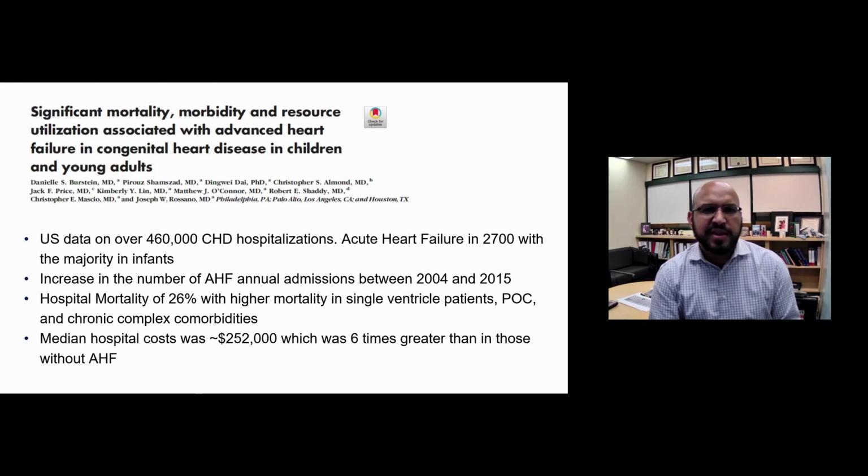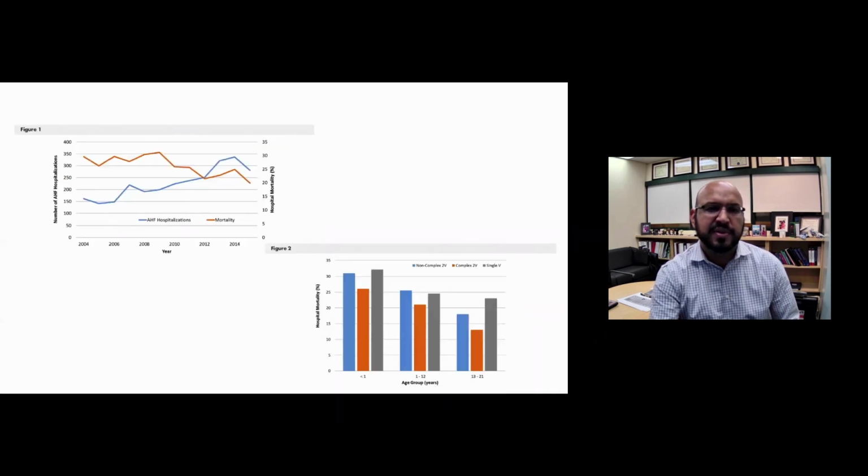With regards to significant mortality, morbidity, and resource utilization in children with heart failure and congenital heart disease, this U.S. data on 460,000 congenital heart disease hospitalizations showed that heart failure admissions are increasing over time between 2004 and 2015, and that the mortality was higher in single ventricle patients, persons of color, and chronic complex comorbidities. And the median hospital cost per patient was $250,000, which was 6 times greater than in those without heart failure.